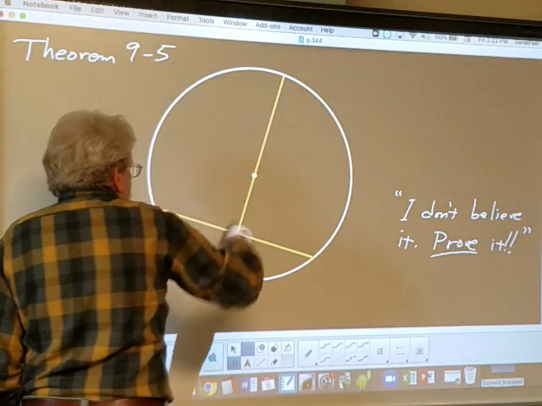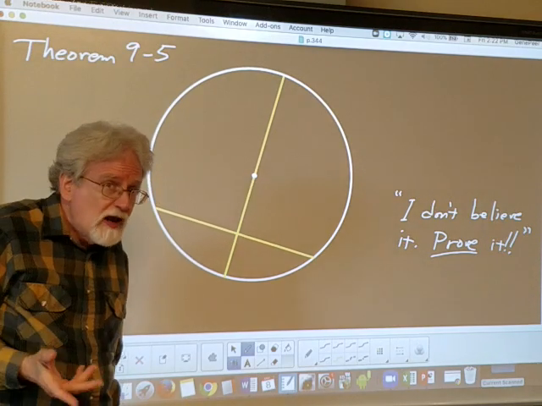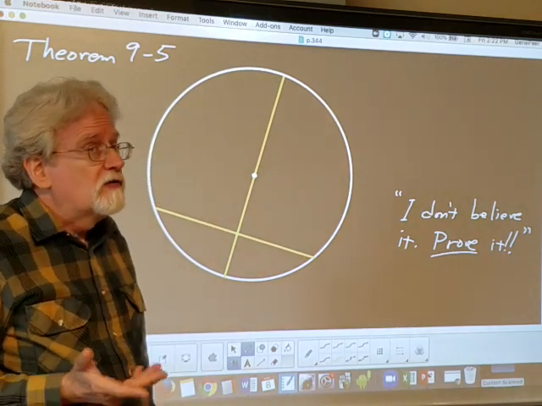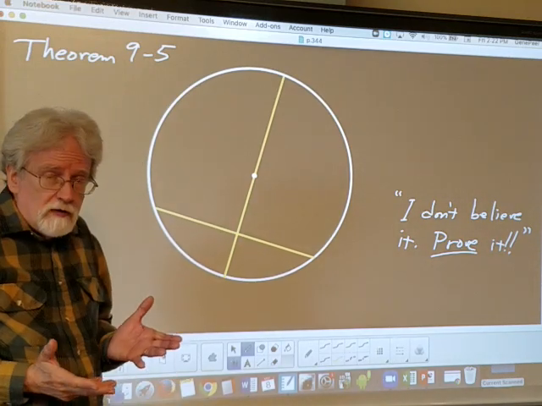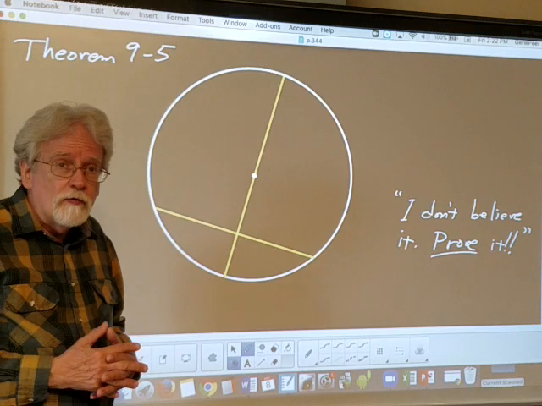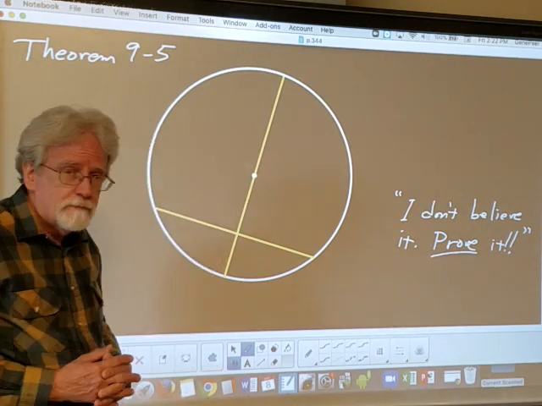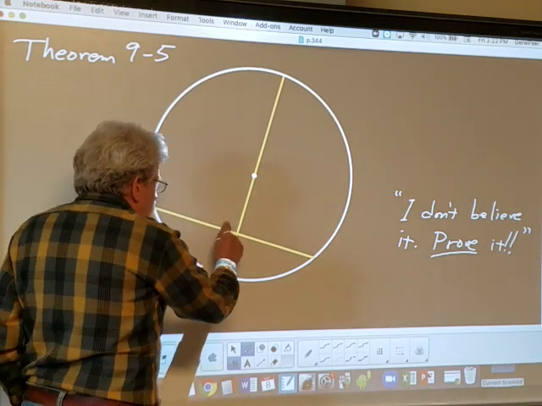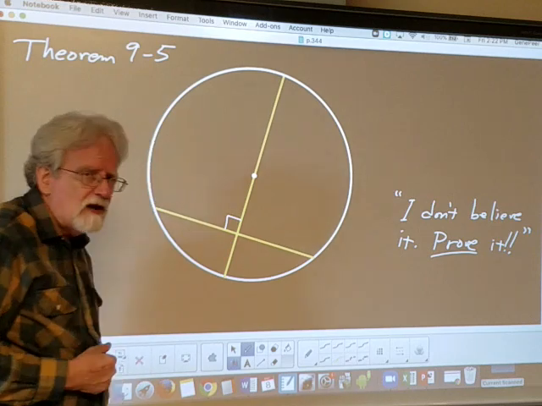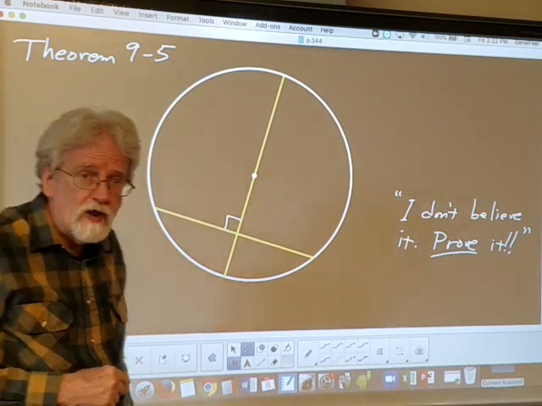If I have a diameter and some other chord, remember a diameter is a chord. A diameter is just a very special chord. A diameter is a chord that happens to go through the center of the circle. If I have a diameter and another chord that is perpendicular to that diameter, then two very special things happen.